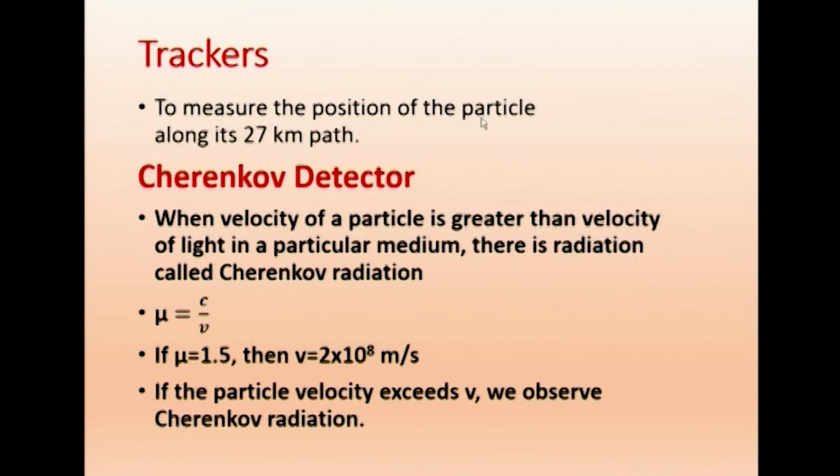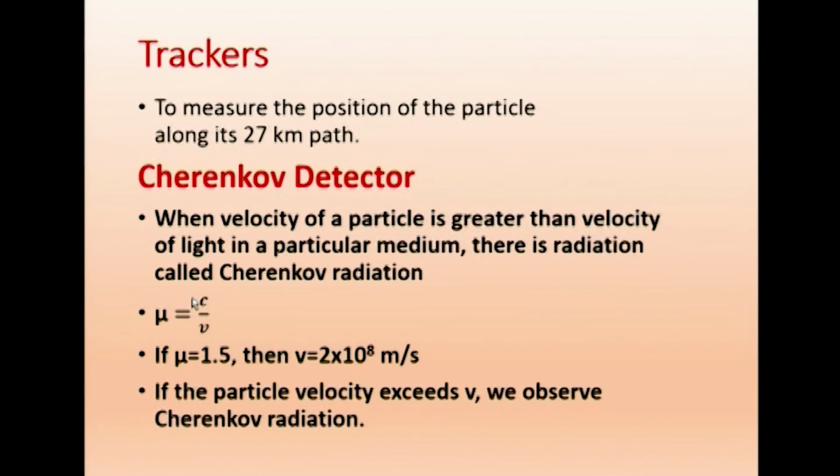Then they have what is called Cherenkov radiation. What is Cherenkov radiation? It occurs when a particle moves with a velocity greater than the velocity of light in that particular medium. The velocity of light is 3 into 10 power 8 meters per second. In a particular medium, it will reduce. It may go to about 2 into 10 power 8.